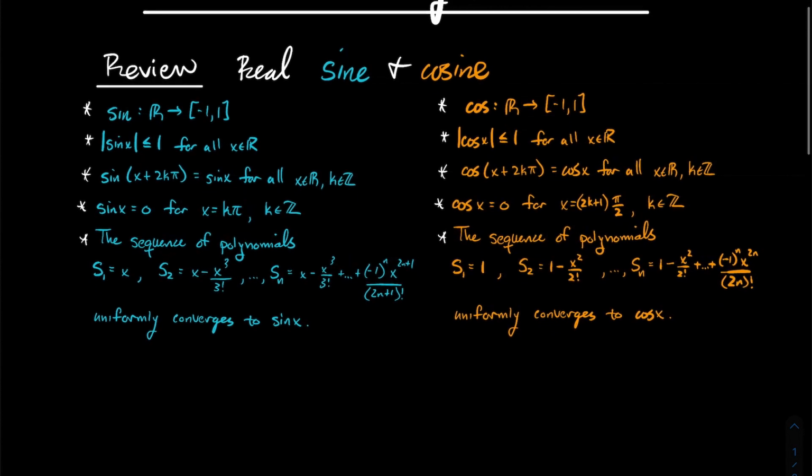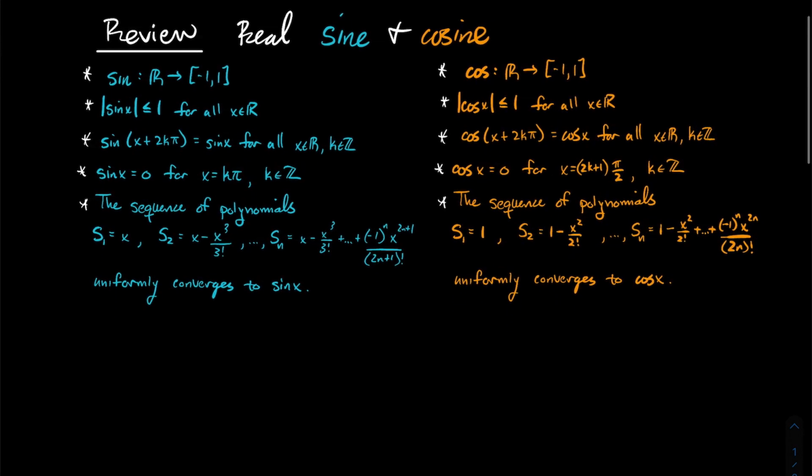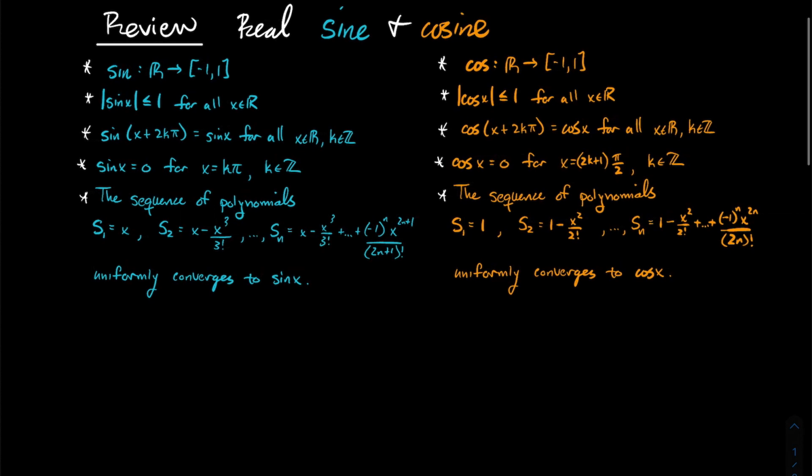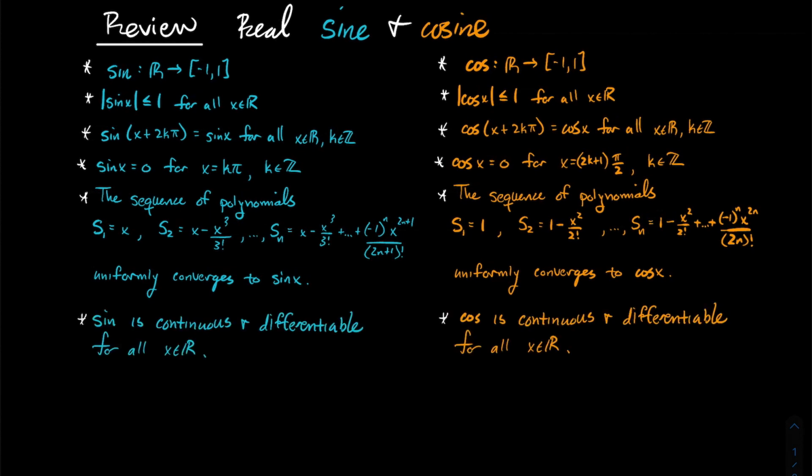Here's another one that you might remember from, say, Calculus 2, or if you've taken real analysis, in which case you've probably justified this. I know that this sequence of polynomials here converges uniformly to sine of x. And in orange, I know that the sequence of polynomials that involve alternating even powers of x and these even factorials converge uniformly to cosine of x. So sine of x and cosine of x are somehow these limits of these polynomial functions that you've seen before.